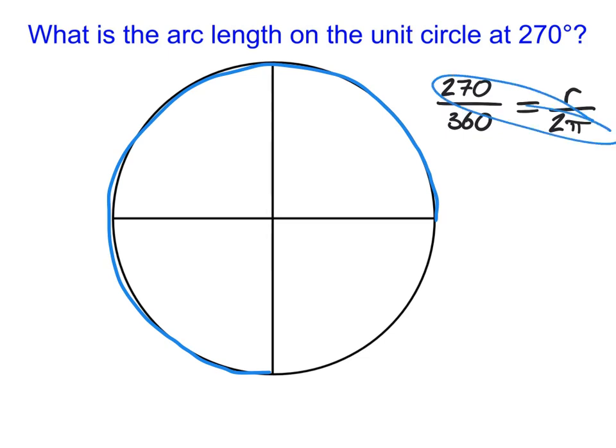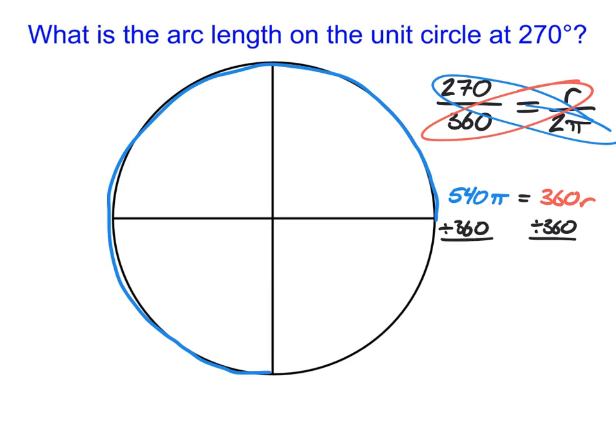So I'm going to do 270 times 2 pi. That gives me 540 pi. And then that's going to be equal to, multiplying the other direction as well, 360 r. And we want to go ahead and get the r by itself here. We're trying to solve for the radian value. So I'm going to divide both sides now by 360. Now, once we do that, we have 540 pi over 360 equals r.